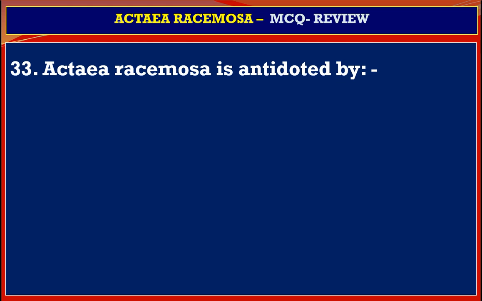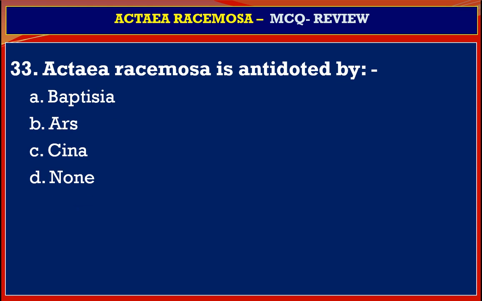This is the 33rd MCQ. Actaea racemosa is antidoted by A. Baptisia, B. Arsenic, C. China, and D. None of above. Answer is B, China.